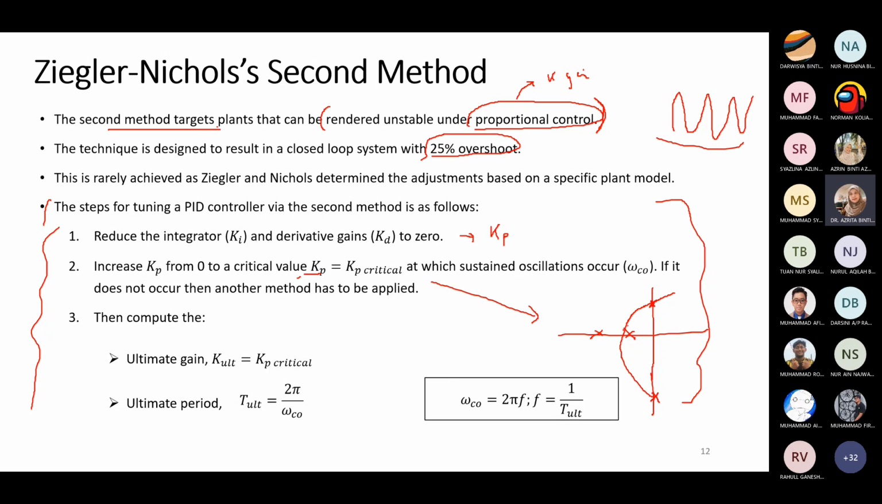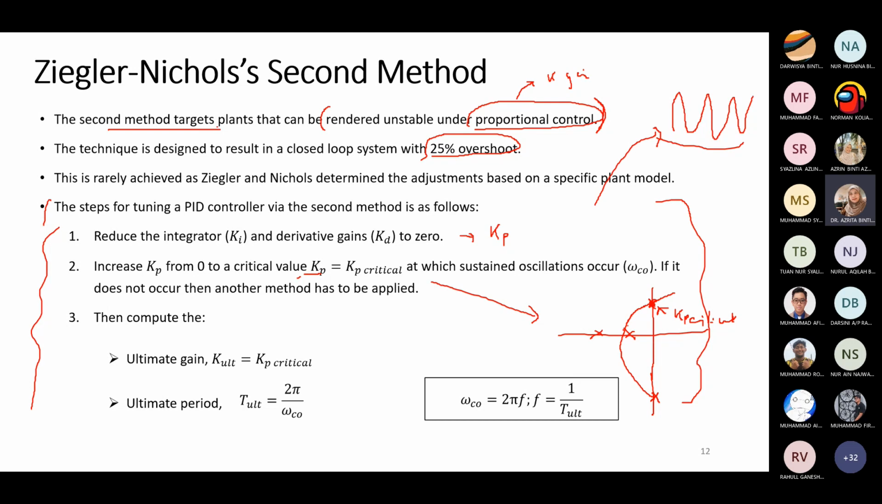if our closed loop pole is on the imaginary axis. Okay, so this is known as the critical value. So the value of Kp that we set here is known as the Kp critical. So let's say in your experiment, you increase the gain, but your response didn't sustain this type of oscillation.